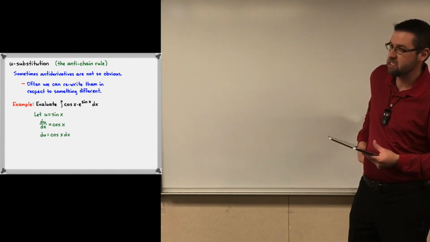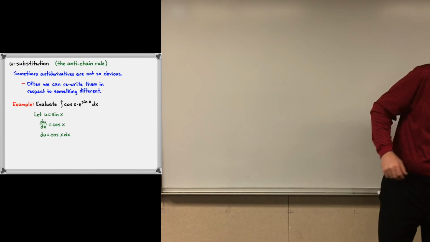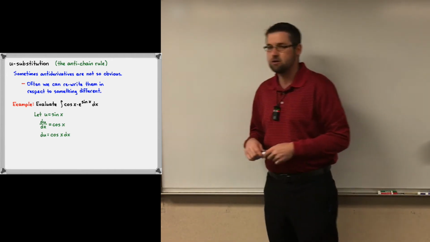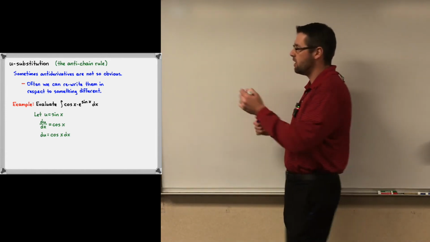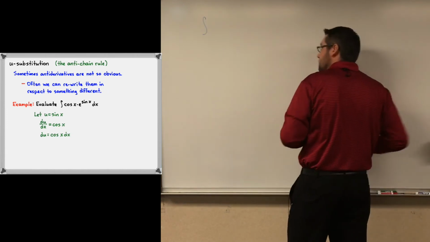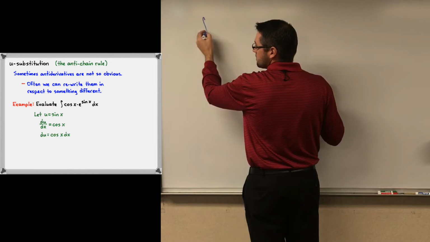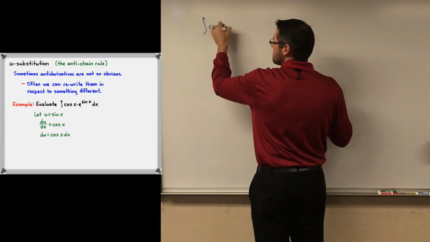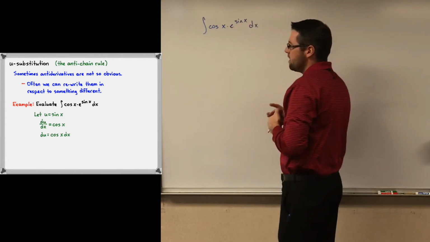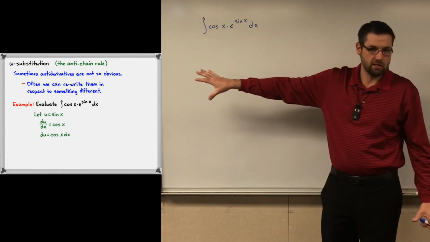Du equals cosine of x dx, right? Now, what I'm going to do is substitute values back into my original equation. So I have the integral of cosine of x times e to the sine x dx. Okay. I'm going to rewrite that integral with values that I just created.